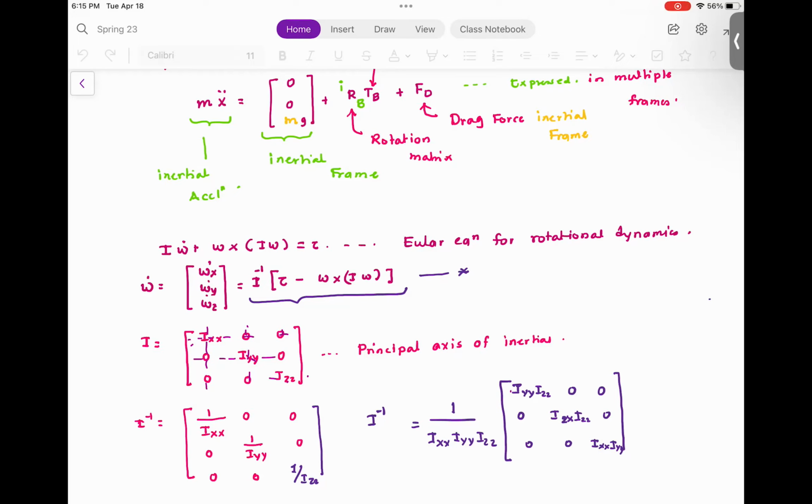What I'm going to do is take omega dot onto the left hand side. When I do that, I get the omega cross I omega term on the right hand side with a negative sign, and I invert the inertia matrix. Now I'm going to consider the moment of inertia about the principal axis.